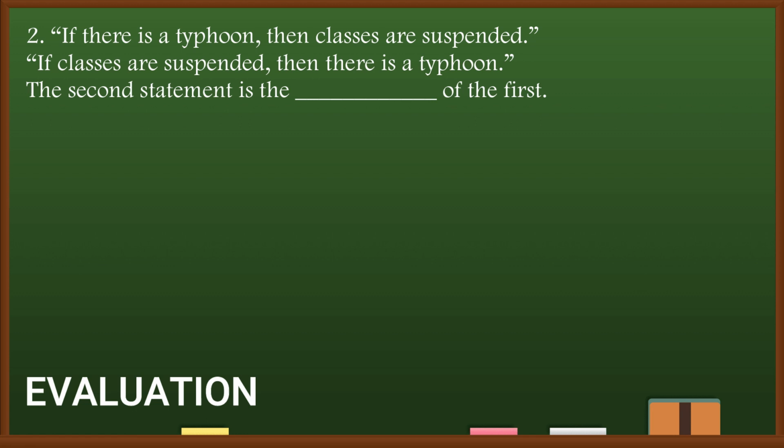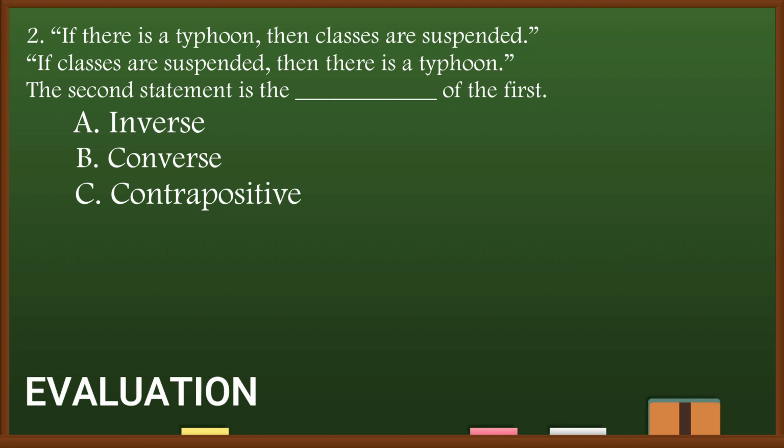If there is a typhoon, then classes are suspended. If classes are suspended, then there is a typhoon. The second statement is the blank of the first. Letter A. Inverse. Letter B. Converse. Letter C. Contrapositive. And letter D. Biconditional.